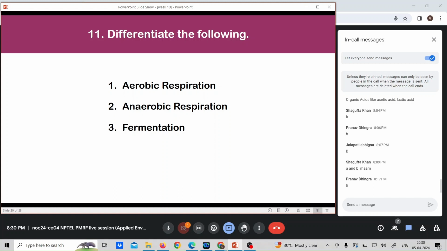I hope my audio is fine. Okay, so when we were discussing the difference between the three in our previous sessions, the difference that I was telling you was in the terminal electron acceptor. The terminal electron acceptor makes a huge difference in these processes. In aerobic process, oxygen will be the terminal electron acceptor. And in anaerobic respiration, what will be the terminal electron acceptor?